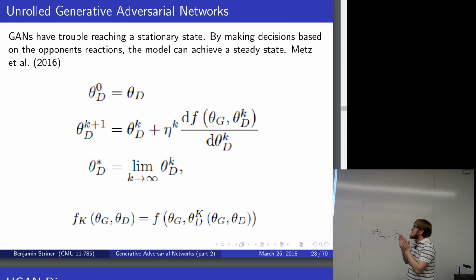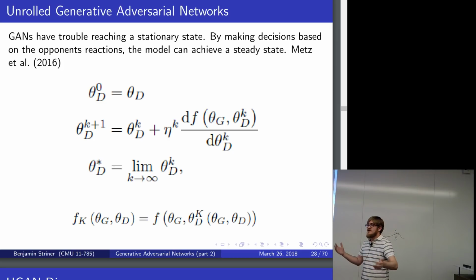Versus what unrolled generative adversarial networks do, which is they actually try to make decisions based on what the opponent's reaction is going to be. That's a fascinating idea and also very easy to understand intuitively. You're not just trying to update your generator such that it gives you the best results on the current discriminator. You're trying to update the generator so it gives you the best results on what the discriminator is going to be after the discriminator does gradient descent.